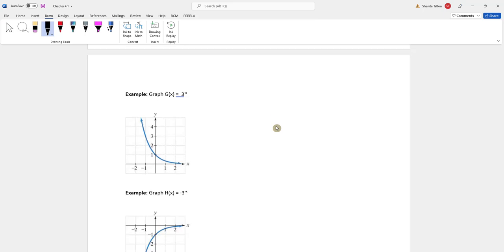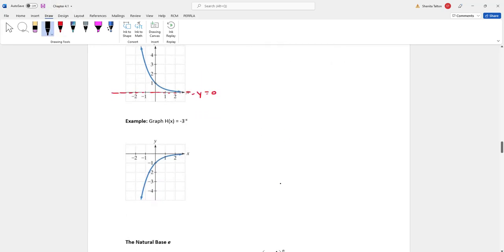Okay, and this next graph is 3 to the -x. This is a reflection about the y-axis. Okay, once again, the horizontal asymptote is the x-axis. And then this last graph, -3 raised to the -x, this is a reflection about the x and y-axis. Okay, once again, horizontal asymptote is the x-axis.